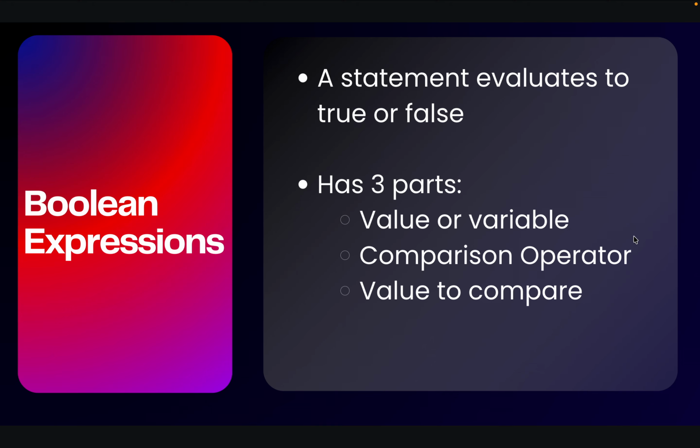So your Boolean expression is typically going to consist of three parts. It's going to have a value or a variable. Then you'll have a comparison operator between that value and the next value that you're using to compare it to. So value, symbol, value.